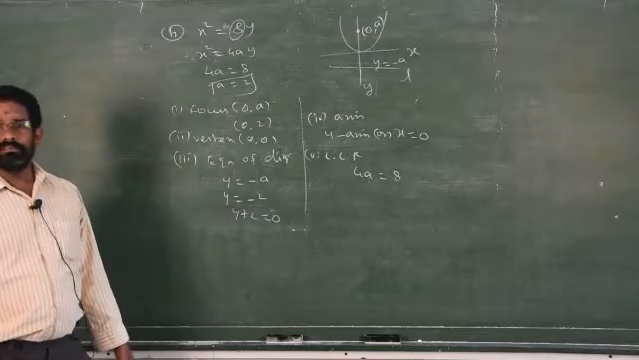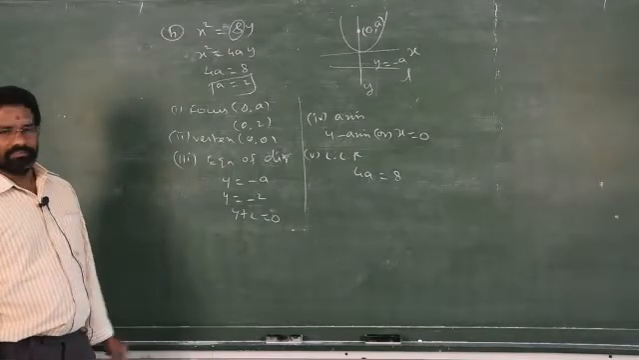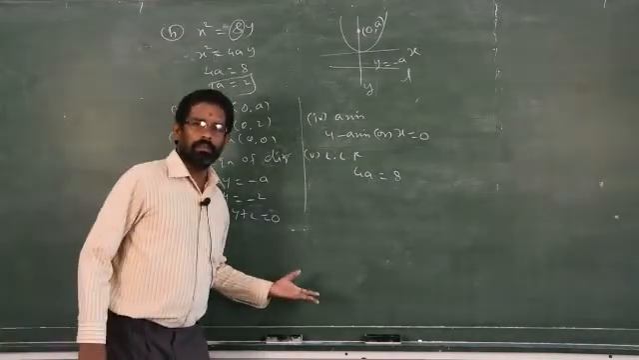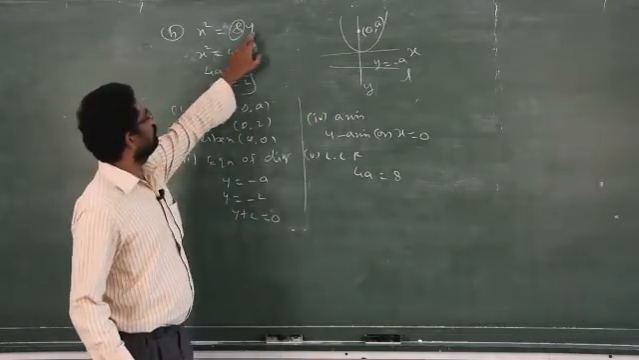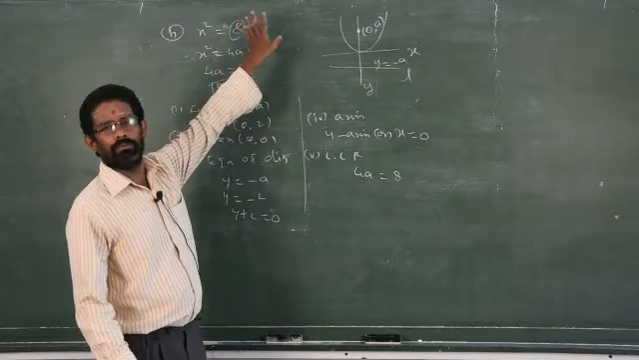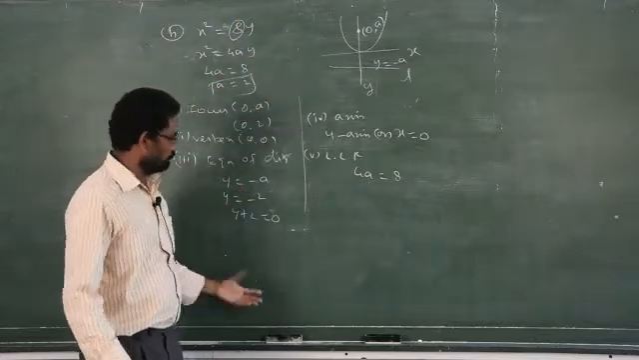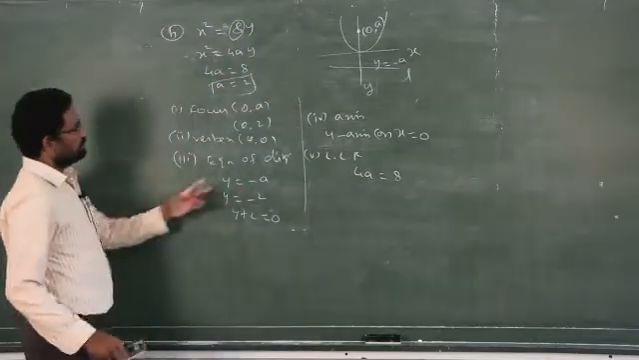So very simple. Any problem? Just draw the diagram, that's all. It depends upon the variable which doesn't have power 2. Everything is coming out. Clear? So this is the method.